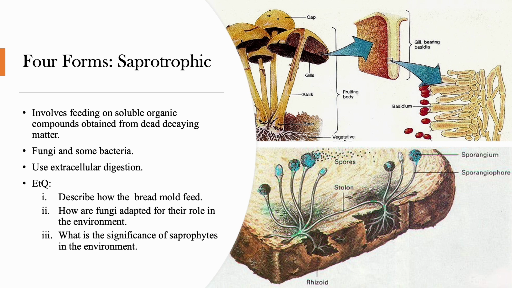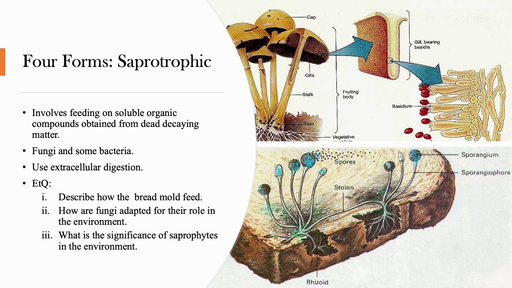Basically, saprotrophs secrete enzymes on their food and it is digested extracellularly. The soluble products of this extracellular digestion are then absorbed and assimilated by saprotrophs. I want to believe this is one of the earliest forms of extracellular digestion.